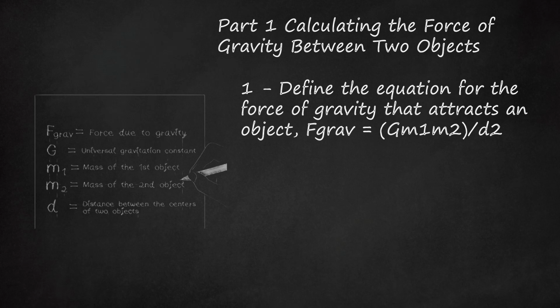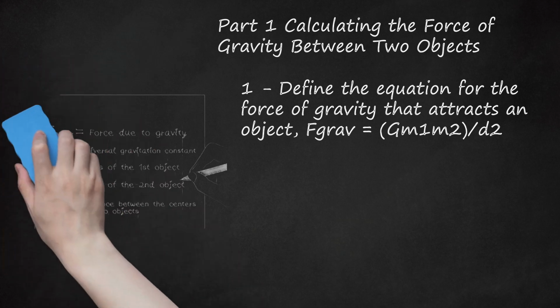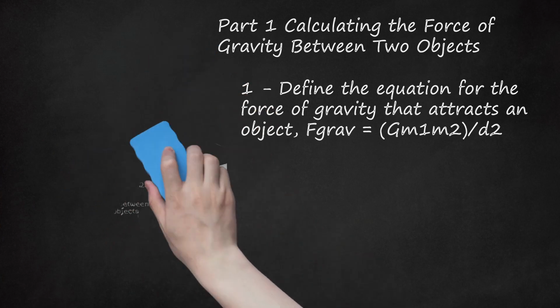The variables are defined below. Fgrav is the force due to gravity. G is the universal gravitation constant, 6.673 x 10^-11 N m²/kg². m1 is the mass of the first object. m2 is the mass of the second object. d is the distance between the centers of the two objects. Sometimes you will see the letter r instead of the letter d. Both symbols represent the distance between the two objects.